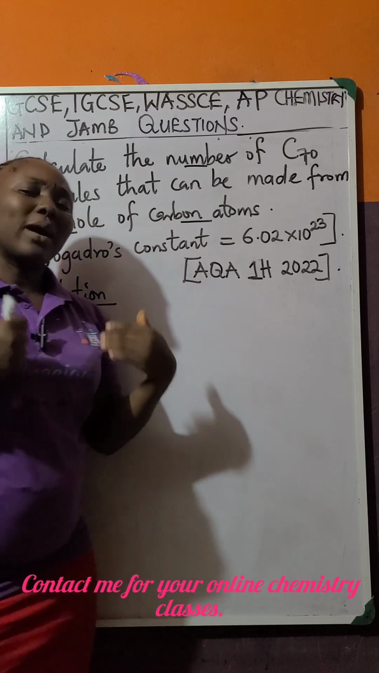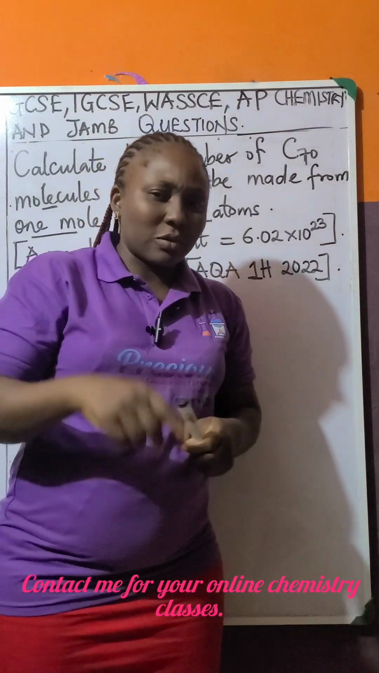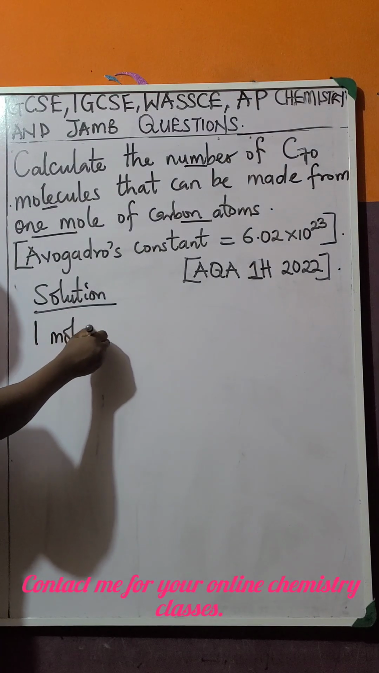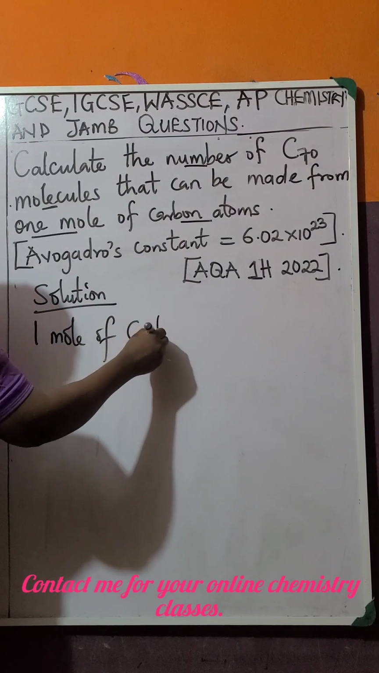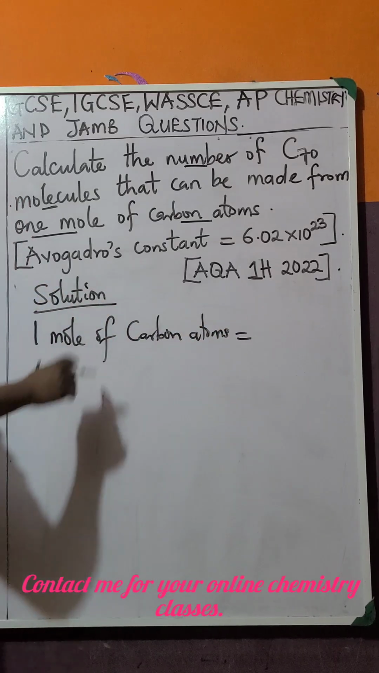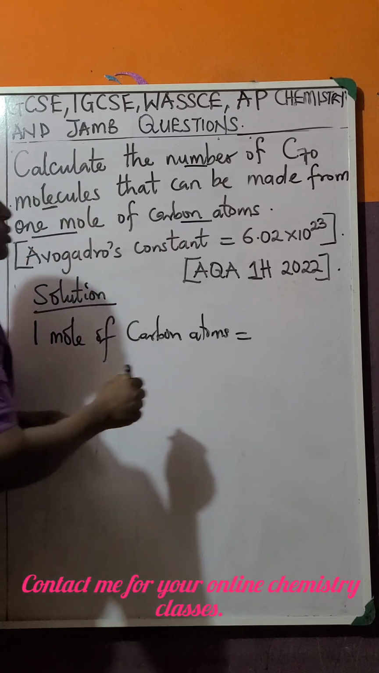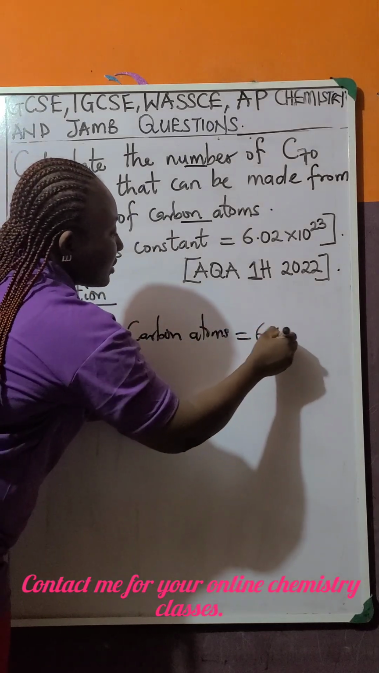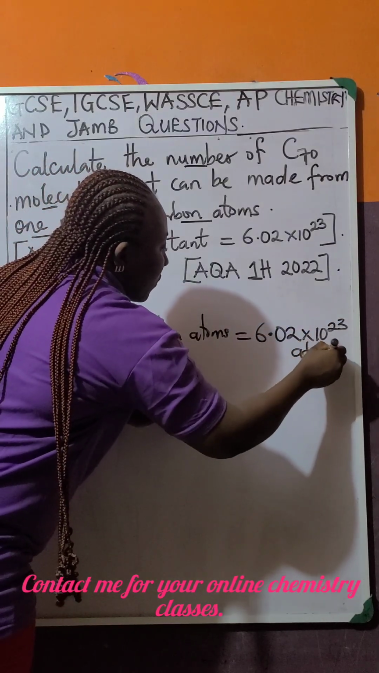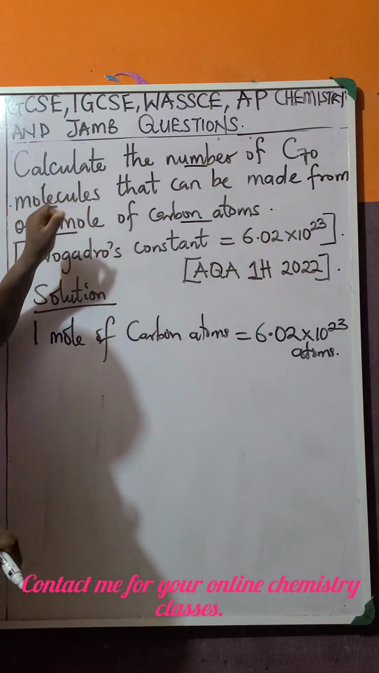So first of all, you ask yourself, how many atoms are in that 1 mole of carbon atoms? Let's go. So we say that 1 mole of carbon atoms contains the Avogadro's constant, because the Avogadro's constant is for 1 mole of any particle. So it contains 6.02 times 10 raised to power 23 atoms.